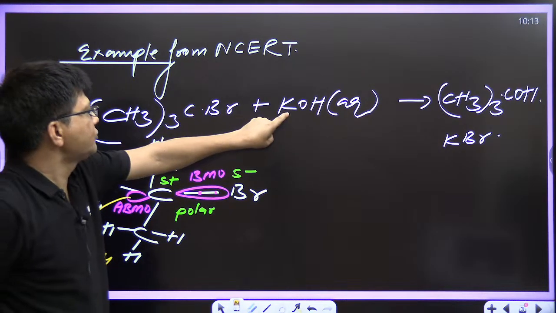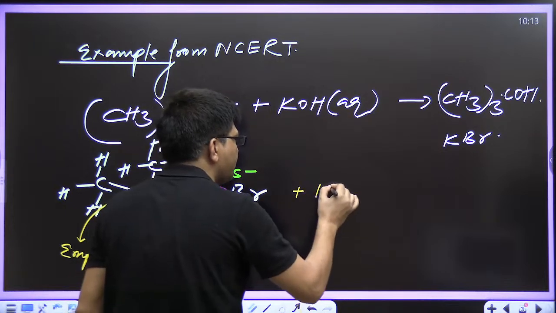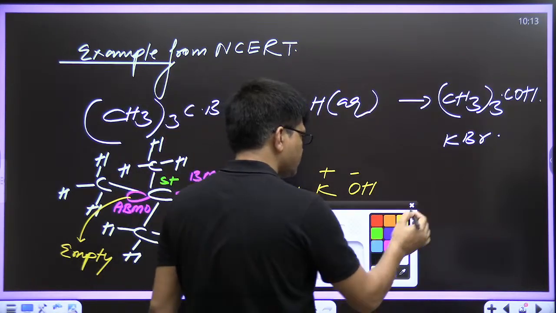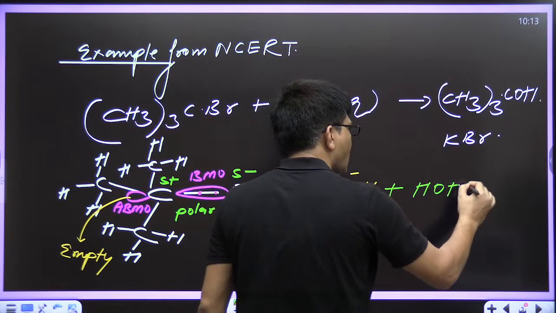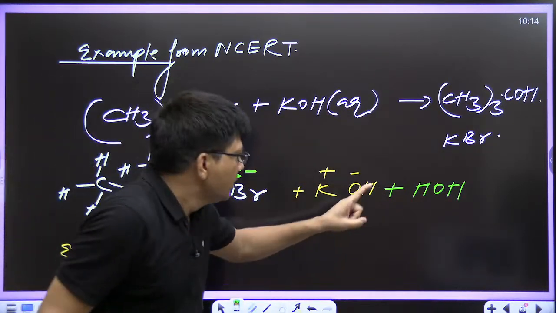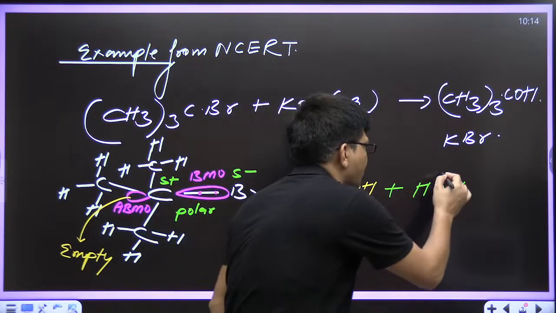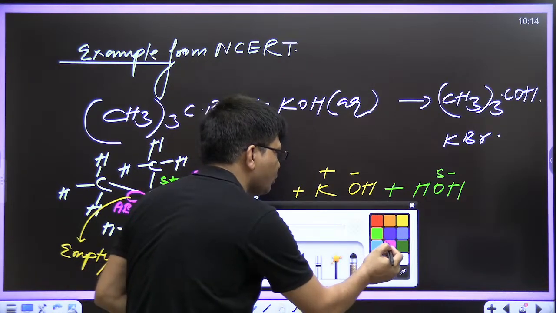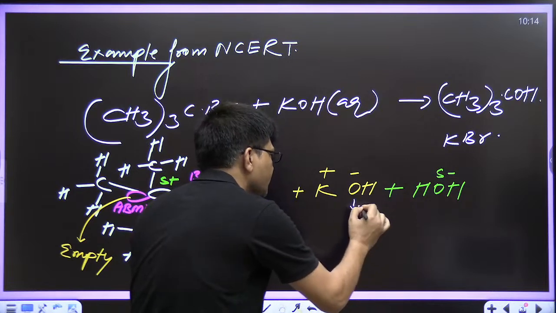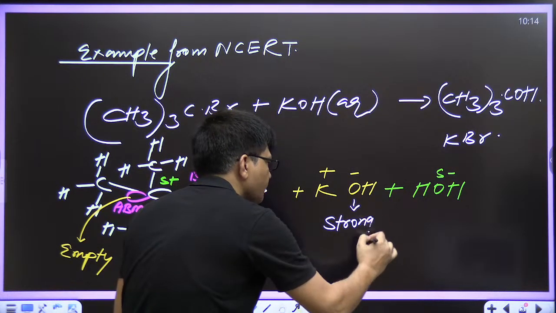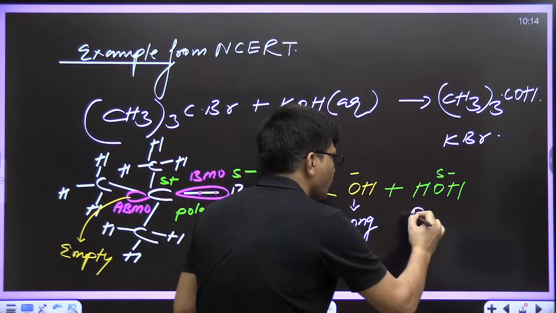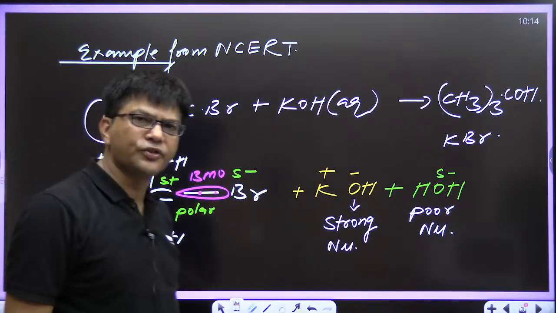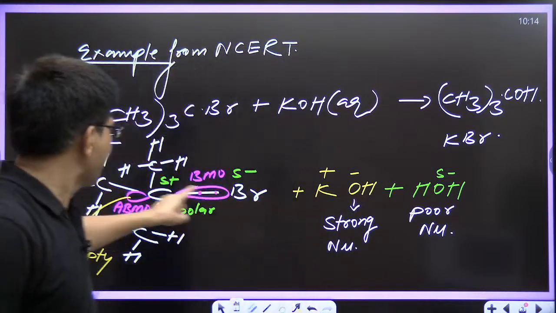Now, this is a strong nucleophile. Why is it a strong nucleophile? See, K positive, OH negative. One is OH negative and this is water. Kids, now the ball is in your court. Do let me know. This water has just a partial negative charge, and this oxygen of OH negative has a complete negative charge. Who is the strong nucleophile? This is the strong nucleophile and this is the poor nucleophile. Now just try to understand who is supposed to attack this reactant. Do let me know who is supposed to react on this reactant.